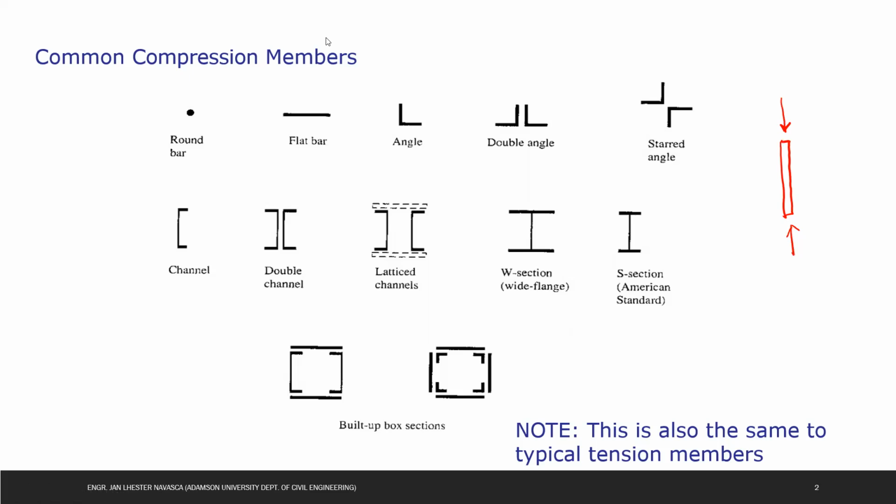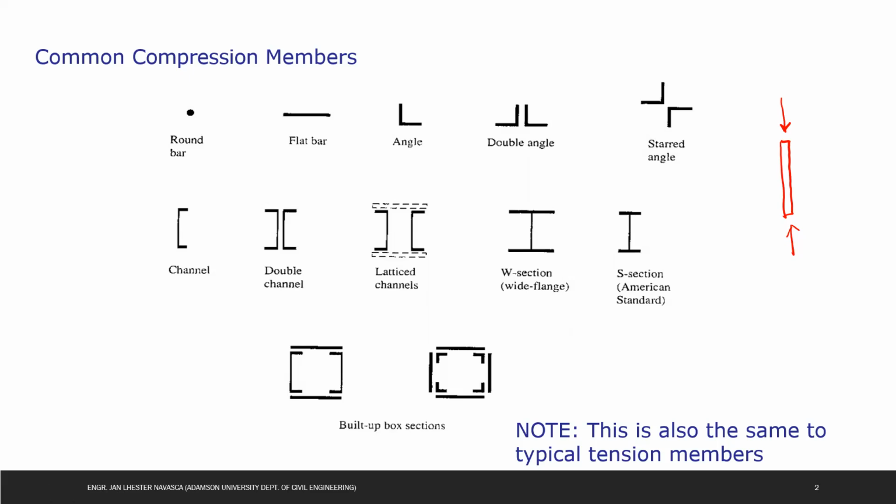So what are the common steel shapes in compression members? We have round bars, flat bars, angle bars, double angle, starred angle, channel, double channel, lattice channels, W section, S section, and built-up section. Note that this is also the same as typical tension members.